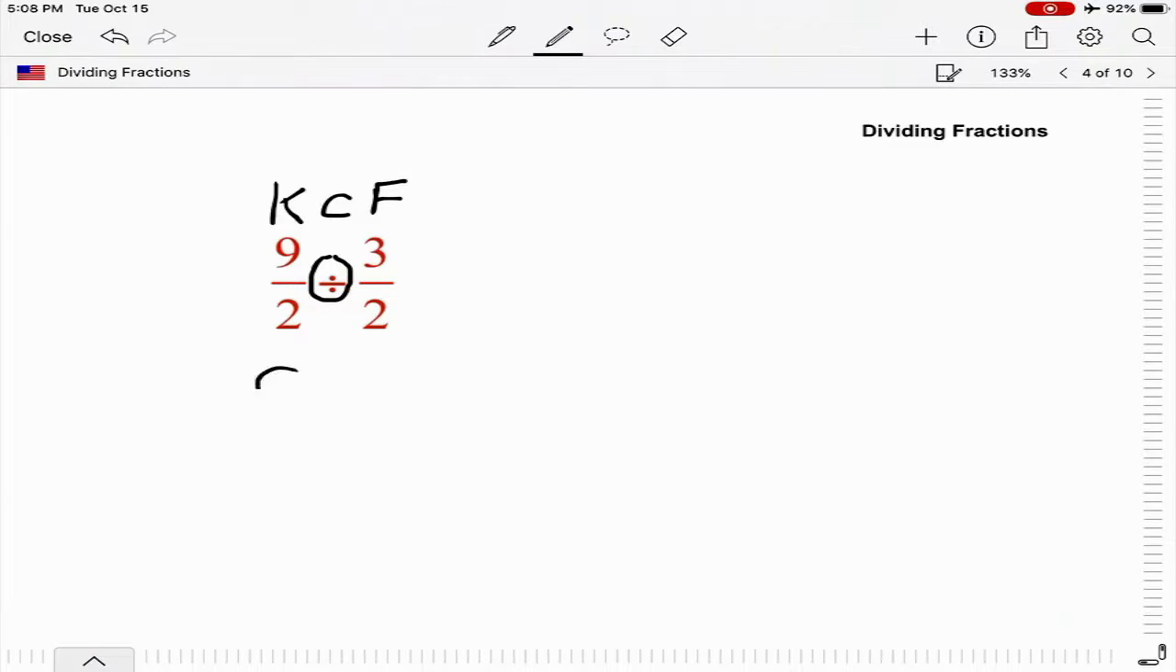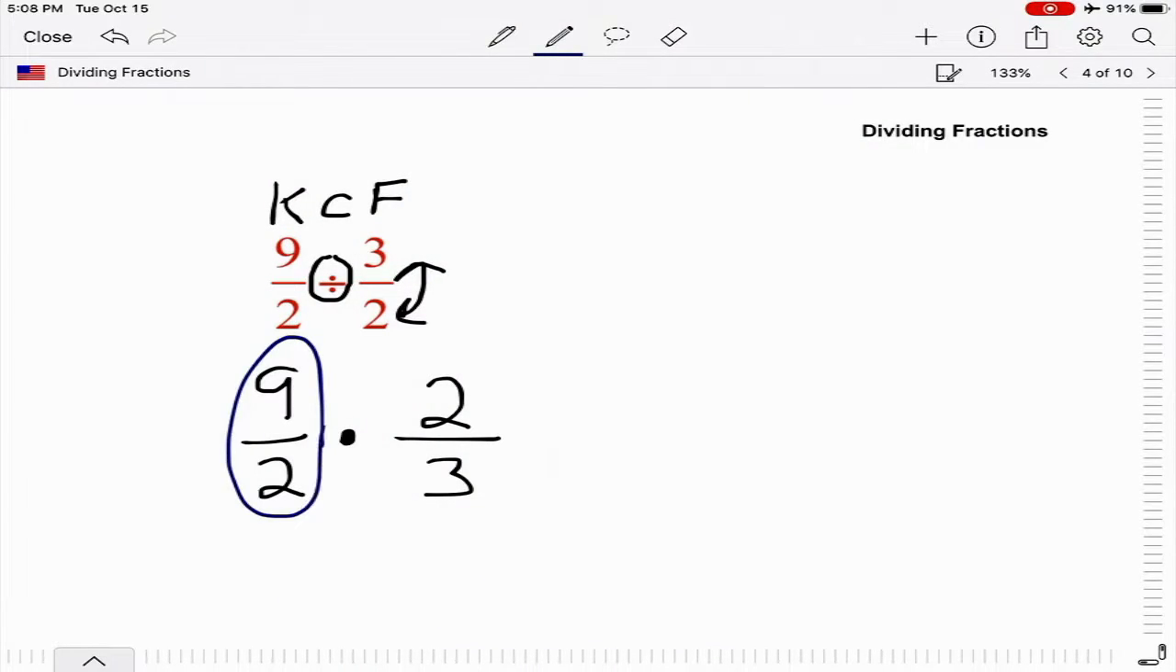So I keep 9/2 as 9/2. I will change the division sign to multiplication. Again, I'm allowed to do this if I flip the second fraction. So then the second fraction, instead of being 3/2, it's going to be 2/3. By me flipping this fraction, I'm allowed to multiply now and not divide. Here, I will then simplify before I multiply.